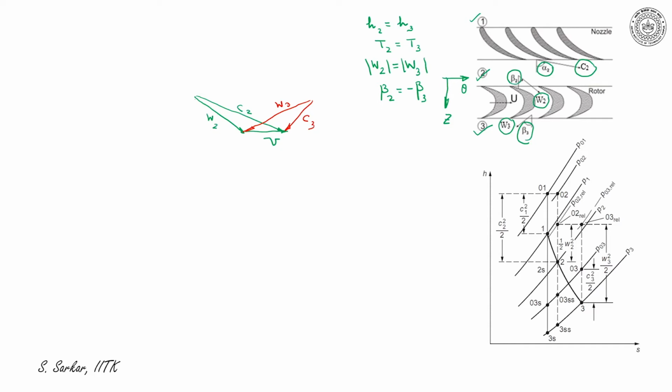So W2 makes an angle beta 2 with the z-axis. C2 makes an angle alpha 2. Similarly, W3 makes an angle beta 3 and C3 makes an angle alpha 3. So this is the velocity triangle so far, and it has been given that axial velocity Cz throughout the stage remains constant. Okay.